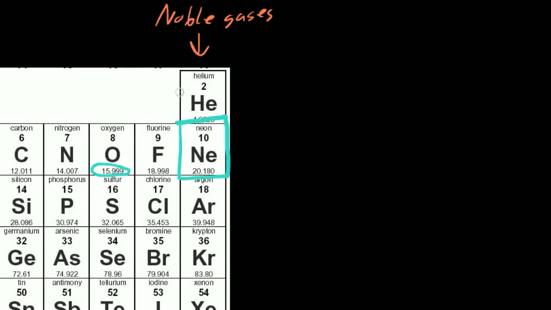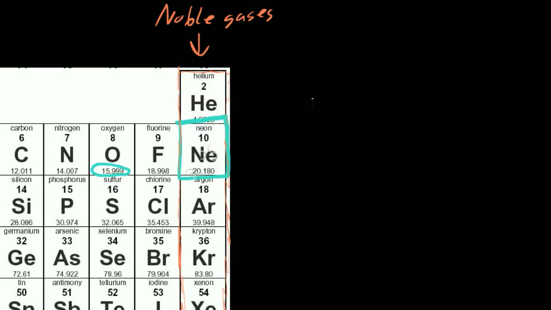Neon is all the way over on the other side of the periodic table. This family of elements is called the noble gases, and we'll talk much more about this in the future. All of the elements in this column share very similar properties, and that's a little bit of the reason why the periodic table is arranged the way it is. But anyway, sorry, I'm getting a little ahead of myself.